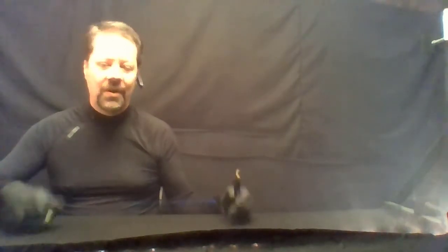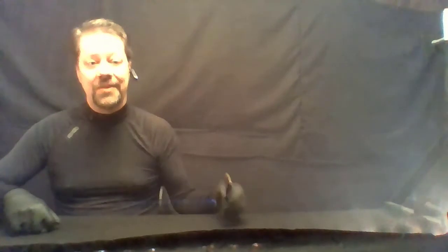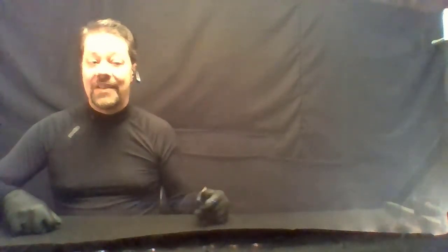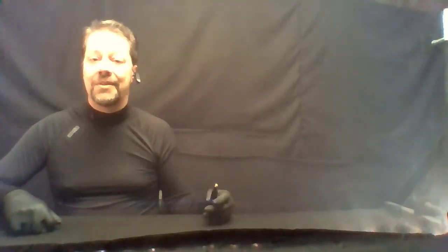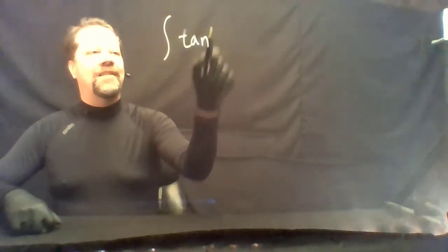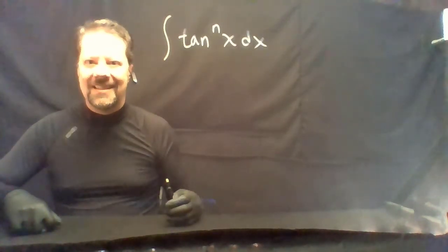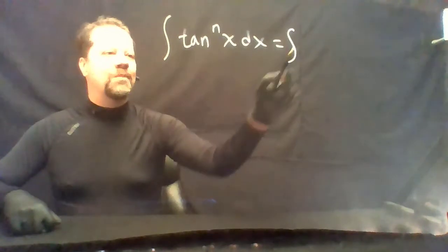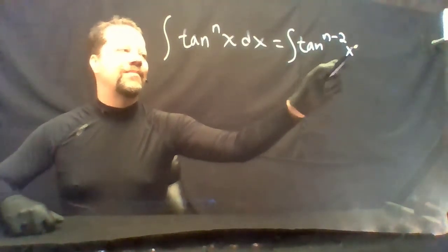Okay, the reduction formulas for powers of sine or cosine aren't particularly useful because we already have better means for calculating those, either half-angle identities or u substitutions. Where this reduction formula really comes into its own is with powers of tangent or secant. Suppose we have the integral of tangent to the n x dx. How are we going to deal with this? We'll begin by splitting off not one tangent, but two.